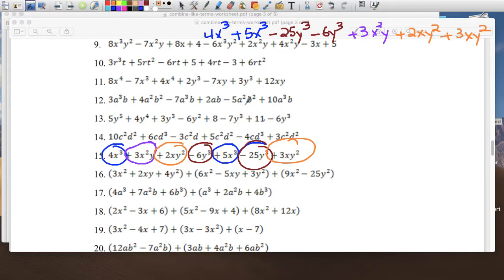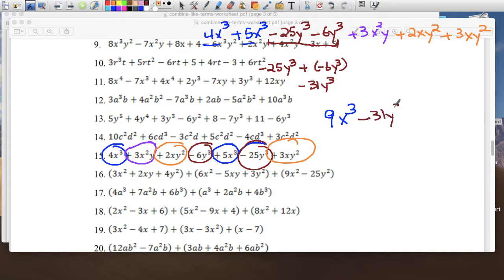Let's do the blues. They're both positive, positive 4, positive 5, so that's just 4 plus 5, which is 9x cubed. Let's do the ones in red. In this one, only to help us see it better, I would change it to an addition problem. So it's negative 25y cubed, subtraction becomes addition, and that 6 becomes negative 6. So they're both negatives, it becomes negative 31y cubed. Much easier to see it when you change to addition for some problems. In purple, there's nothing to do.